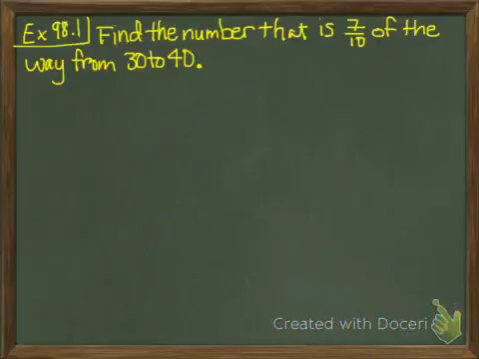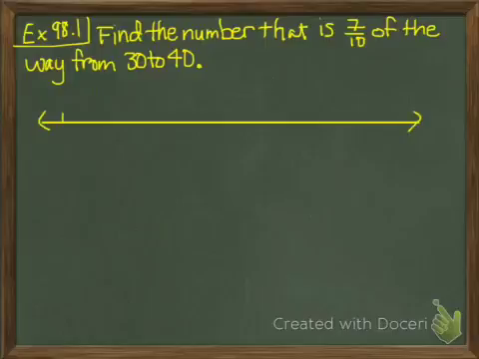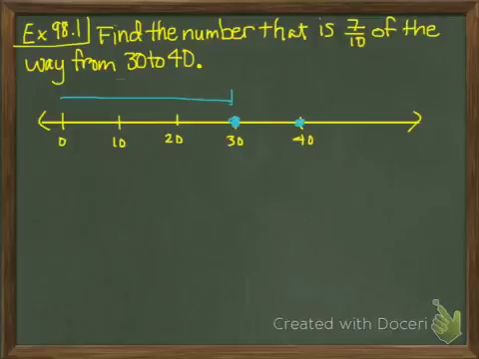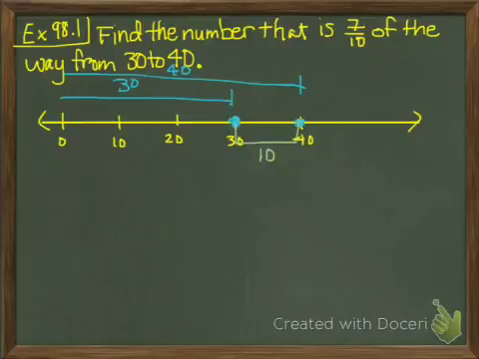So for our example, find the number that is 7/10 of the way from 30 to 40. So we have this number line, and we can tell we've got 30 and 40, and 30 is 30 units away from 0, and 40 is 40 units away from 0. We want to find the distance between those two. So in order to find the distance between those two, we just subtract. 40 minus 30 gives us 10 units.